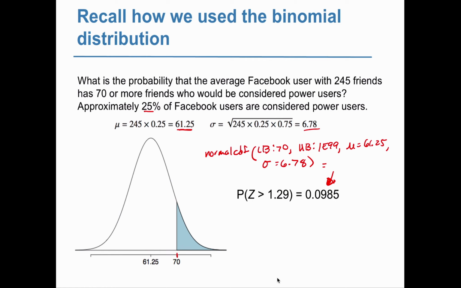They did it by finding the z-score first. That's also fine. So this is the probability for a single person who has 245 friends having 70 or more who could be power users.